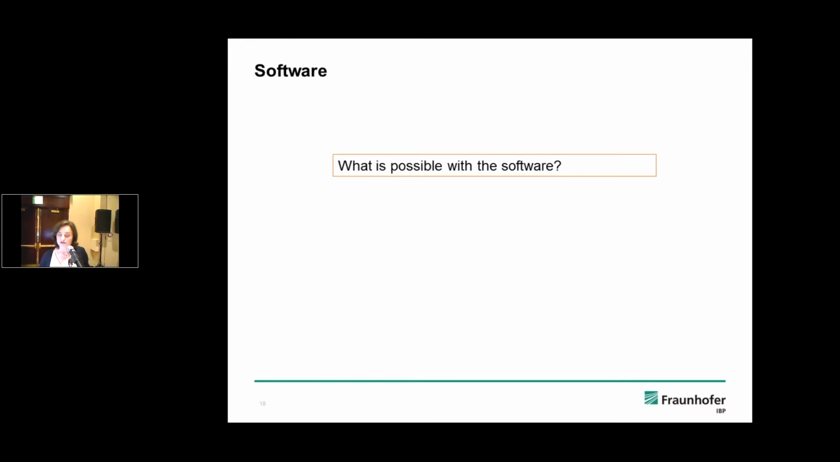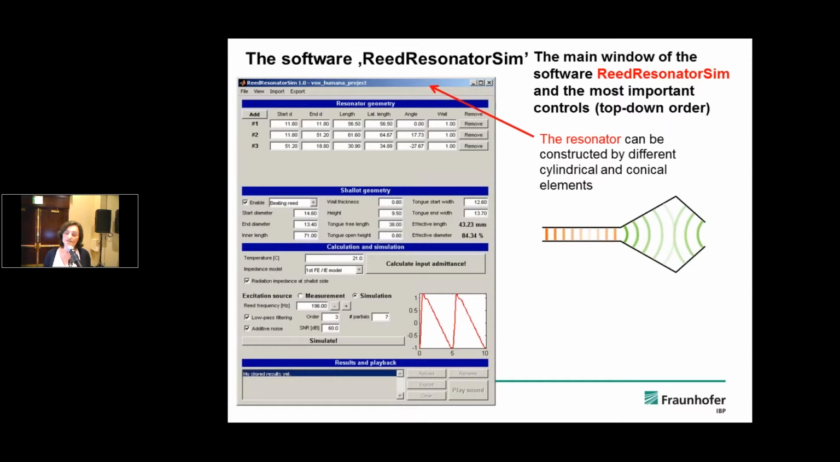And now I would like to come to the software. What is possible with the software? Here you can see the main window of the software and the most important controls. At the beginning, you can construct a resonator from different cylindrical and conical elements, like here. We need 3 different parts, but it is up to you how many parts you need, so you can also construct a pretty complicated resonator.